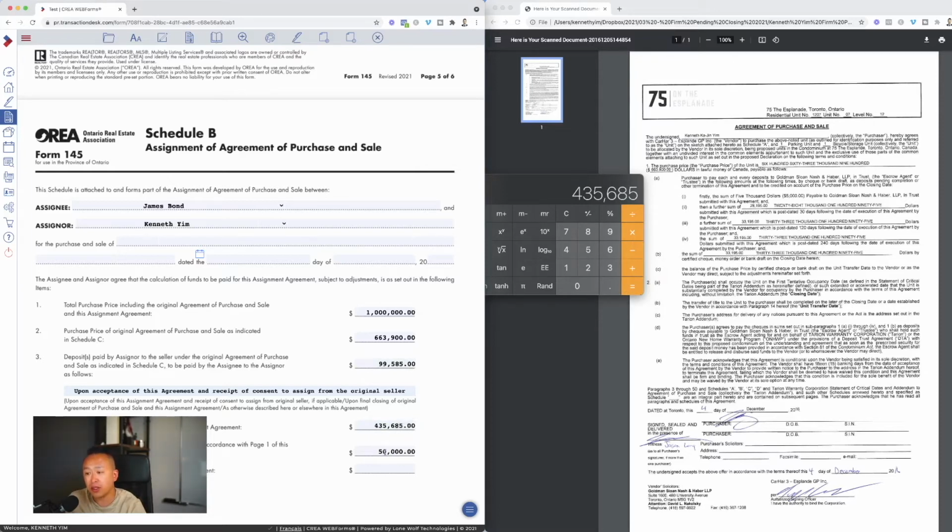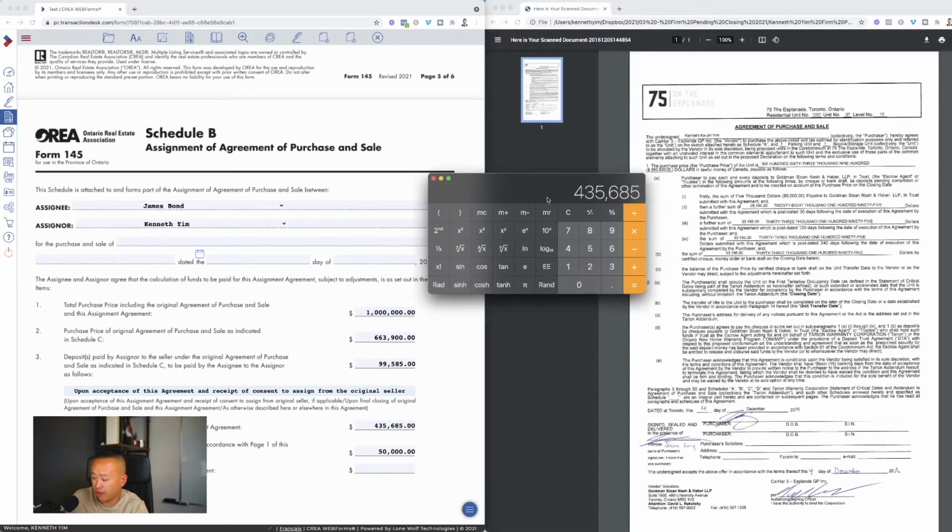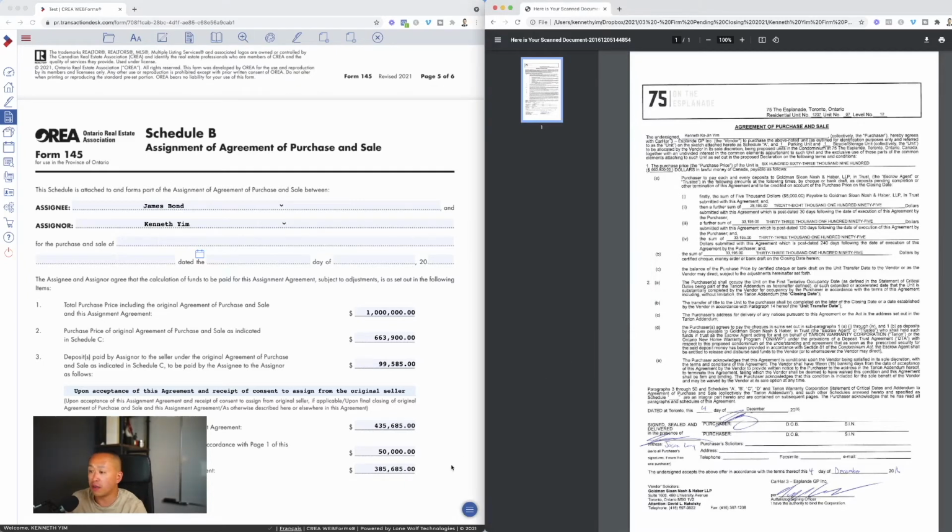And then there's $50,000 in our trust account, so you minus that from the tab. And the remaining balance is $385,000. Hopefully that makes sense to you. It's pretty clear, I think. Ultimately, this has to be paid before closing of the assignment agreement, and you guys should decide that.